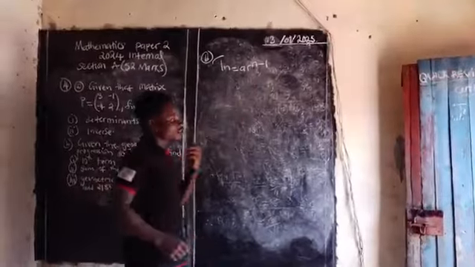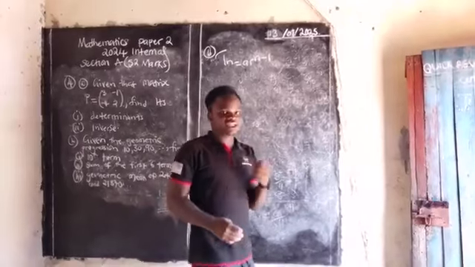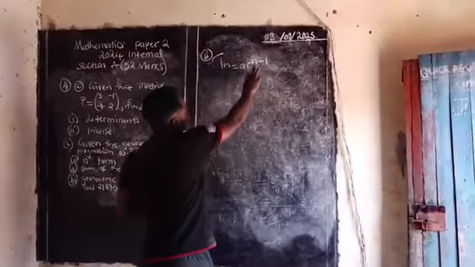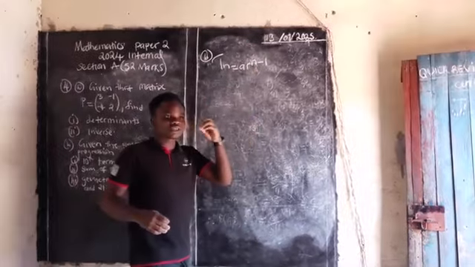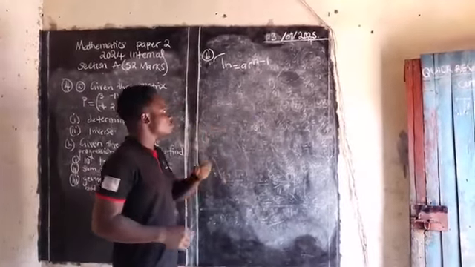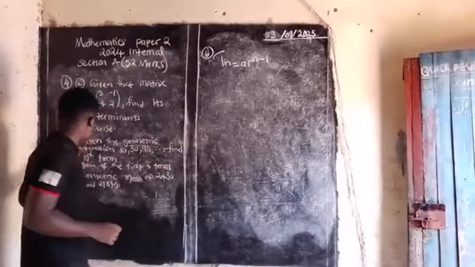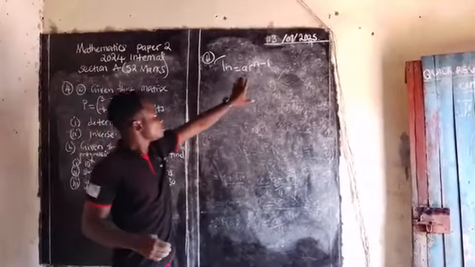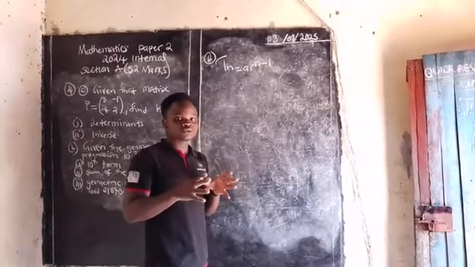Then R represents the common ratio. Then n represents the number of terms, the term that you've been asked to find. In this question, we've been asked to find the 10th term. Meaning, where there is n, you should always put 10.